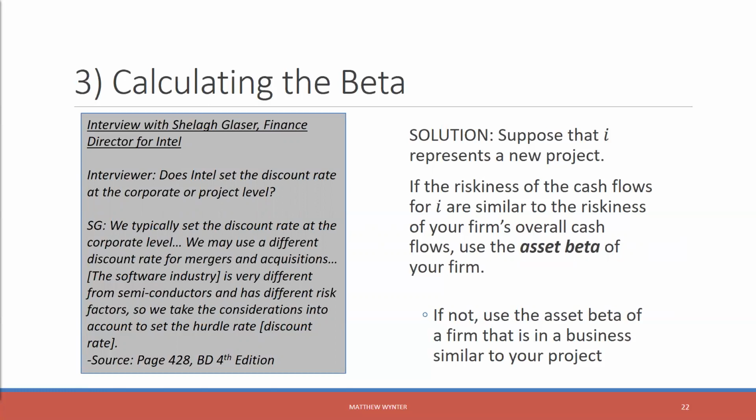That may sound kind of confusing, but an easy way to think about this is this quote here from the finance director, the CFO for Intel. We typically set the discount rate at the corporate level. We may use a different discount rate for mergers and acquisitions. The software industry is very different from the semiconductor industry and has different risk factors. So we want to take that into consideration when we set the hurdle rate. The hurdle rate is how managers will refer to the discount rate for their internal projects.